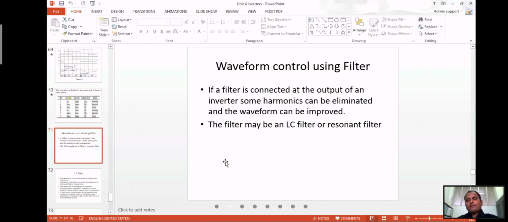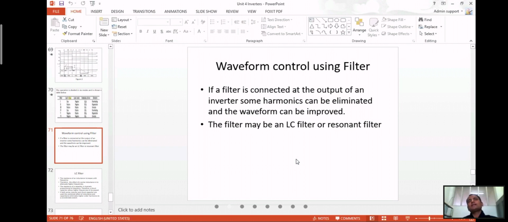Now the other topic is waveform control using filters. So we can control the waveform. The waveform can be controlled using filters, meaning that we need to remove the unwanted signals. The filters are connected at the inverter. Some harmonics can be eliminated.